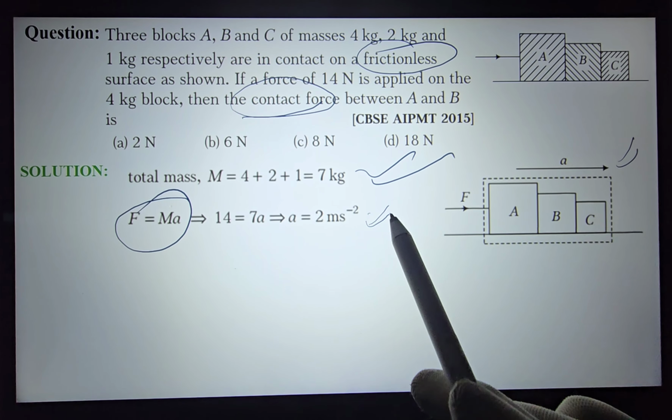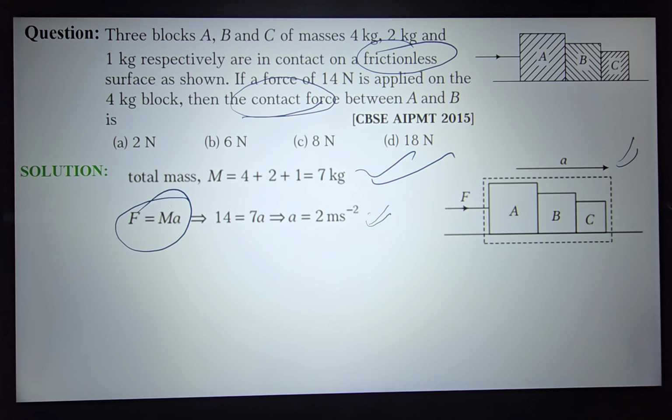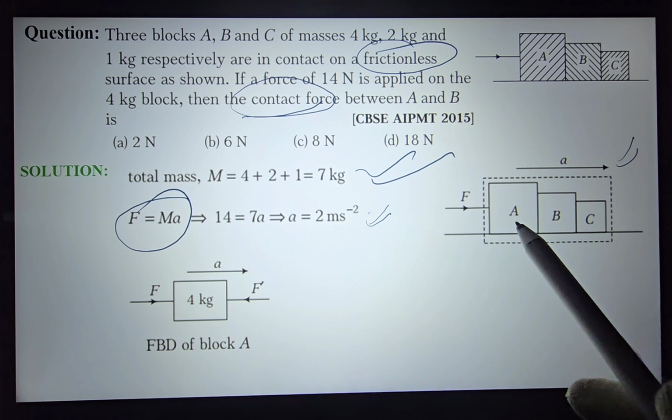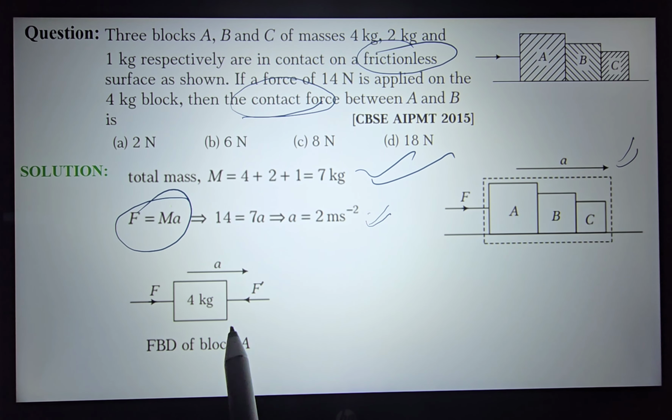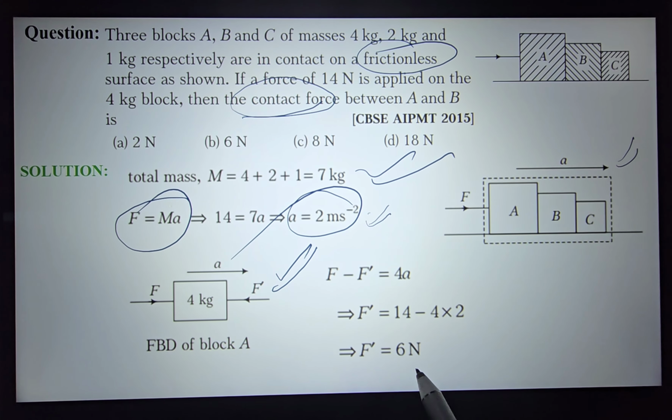Now once you calculate this 2 meter per second square, you have to calculate the force between A and B. So first you have to draw the free body diagram for block A. How to draw the free body diagram of block A? See this. This is the FBD for 4 kg, which is block A. So the equation would be F minus F dash is equal to 4a as per this diagram. Putting the values, F dash is equal to 14 minus 4 into 2, because a you have already calculated. F dash comes out to be 6 newtons.